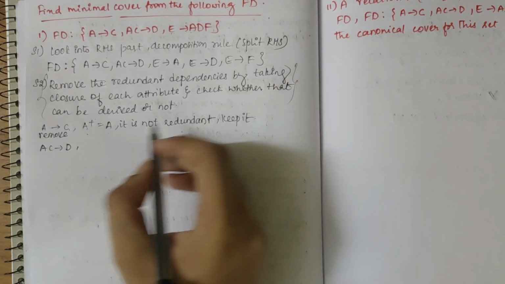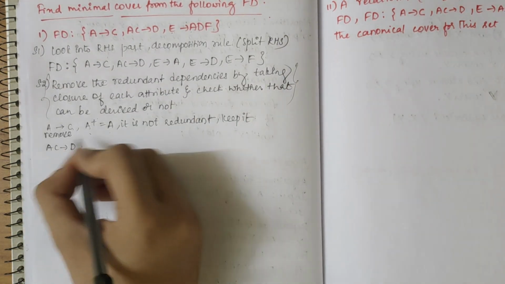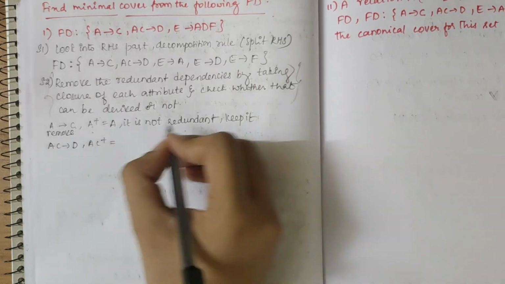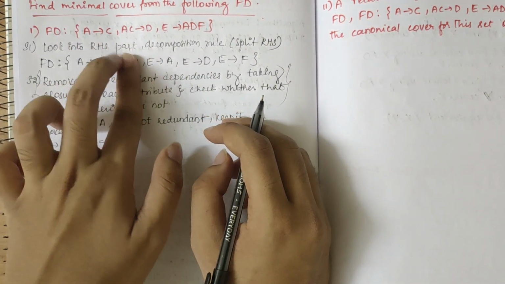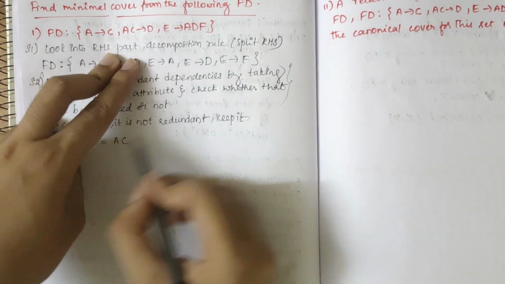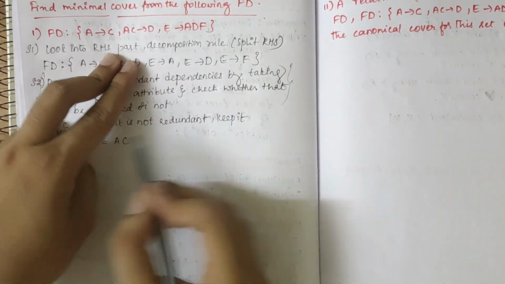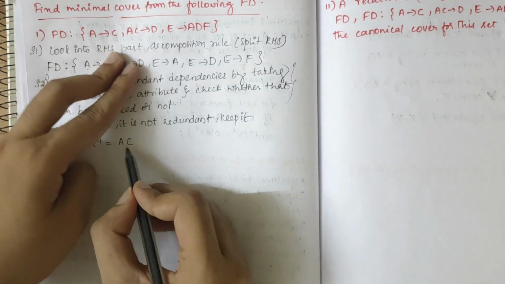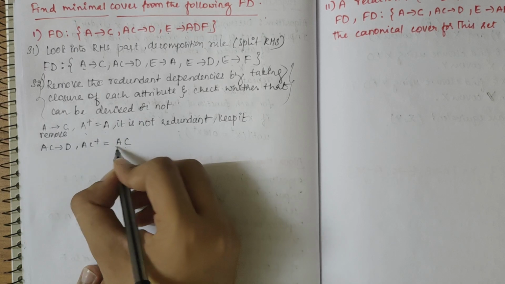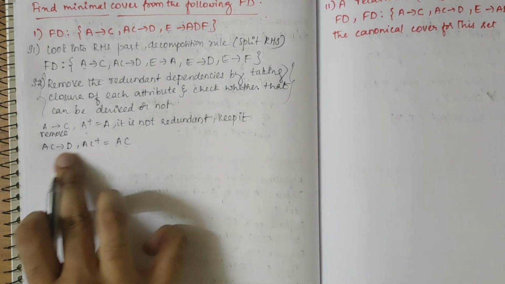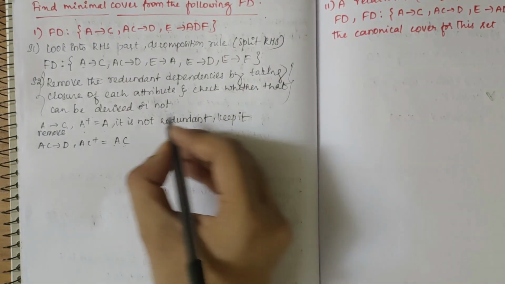If not, keep it. So for AC determines D, AC closure, if I write, I get A, C. Does A closure have anything here? No. A determines C, and C is already written, so you can't consider it. C closure, anything? No. So you have obtained only A and C. So AC determines D is a unique one. It is not redundant.